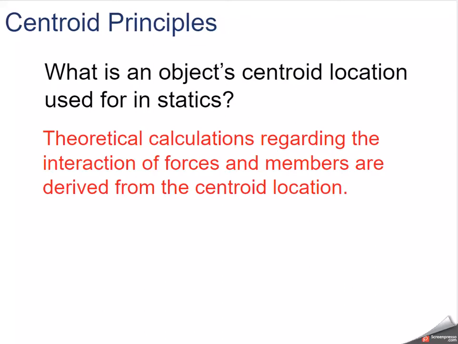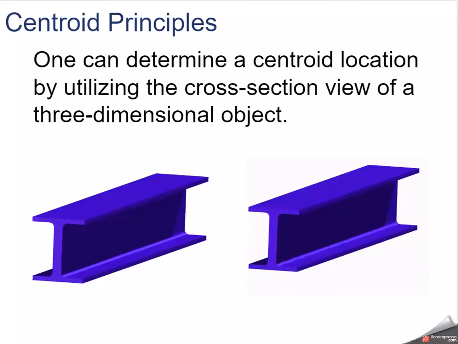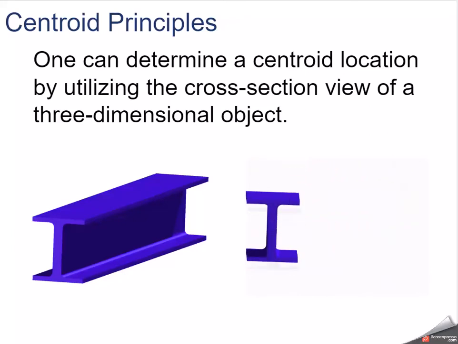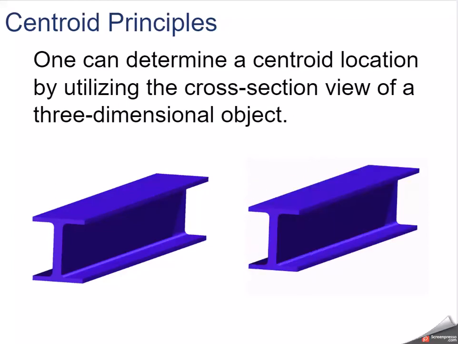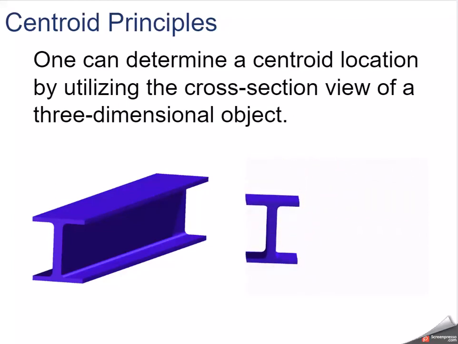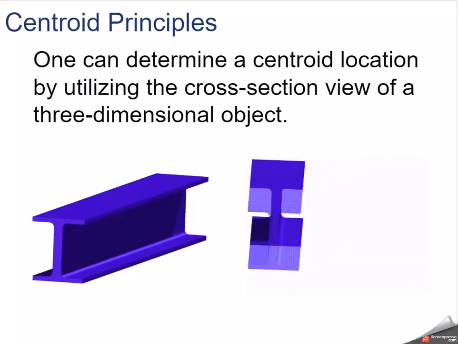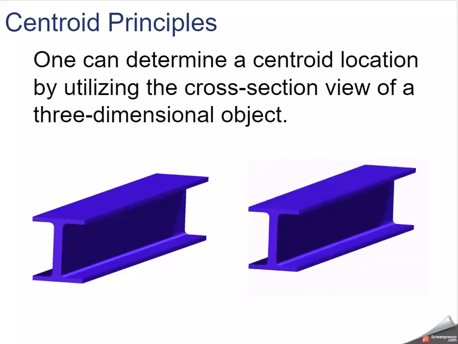So how is it used with our section? Calculations and how the forces and members interact with each other are derived from that centroid location itself. So as you look at the classic I-beam, the I-beam has a central location off of that I structure itself. We want to find the middle of that because that's where the stress and strain and everything interacts that's being applied to that structure itself.